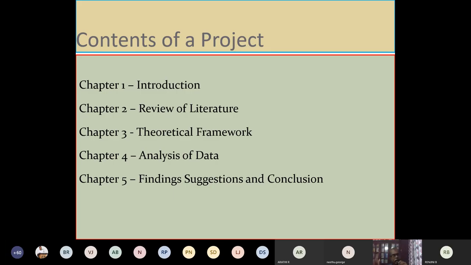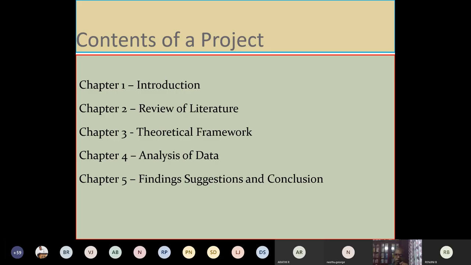Okay. In case of MPhil or PhD, the theoretical framework may be of different chapters. Depending upon the nature of the study, you may have different chapters for the theoretical framework. And at the same time, if you are conducting two different surveys or two different types of analysis, then the analysis part of the project will consist of different chapters. For example, if you are analyzing secondary data for something and primary data for another thing, then the analysis chapter may be divided into two or three parts. That is usually done in MPhil as well as PhD studies. And the last chapter will definitely be findings, suggestions, and conclusion.